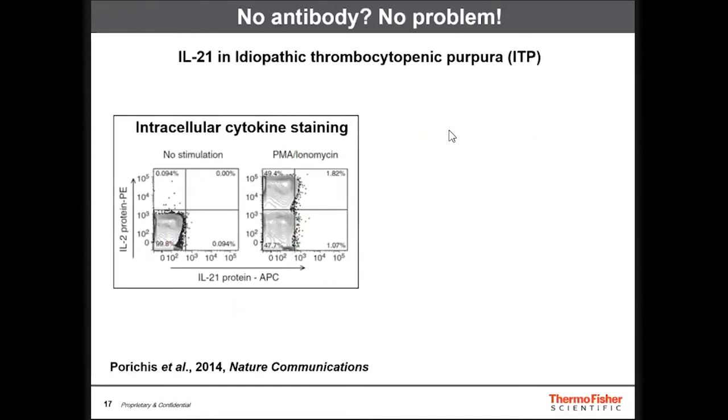Going back to the idea of using PrimeFlow as a workaround for not having an antibody available, this is a paper from Nature Communications back in 2014. These researchers were studying idiopathic thrombocytopenic purpura, which is a condition where antibodies attack platelets, and IL-21 is implicated in the pathology of this. And so they wanted to look at levels of IL-21 protein, and they were also looking at IL-2 as well. There are plenty of good IL-2 antibodies available, but at the time there were not many good options for IL-21. And so when they did their stimulation here, they were able to see nice IL-2 signal, but really nothing appreciable for IL-21 just because of the lack of quality reagents at that time.